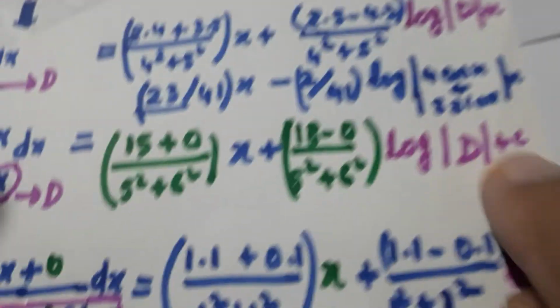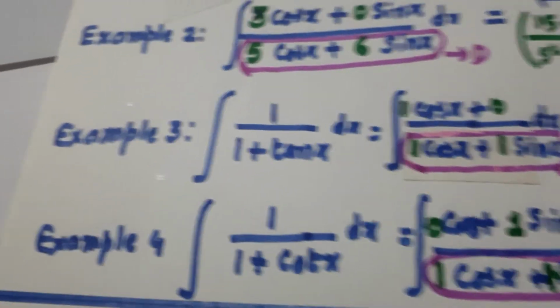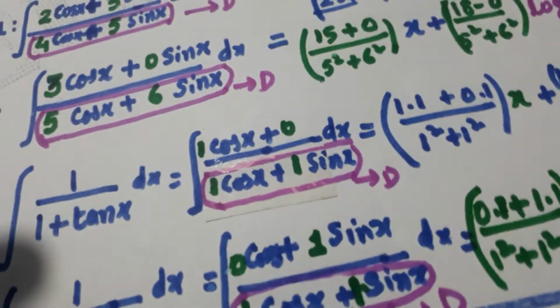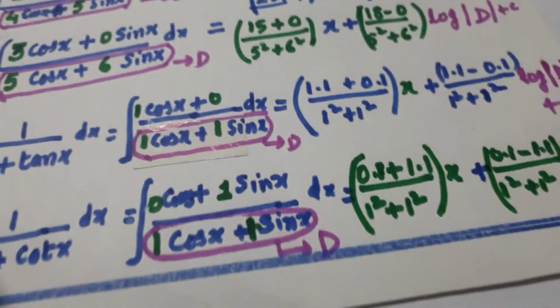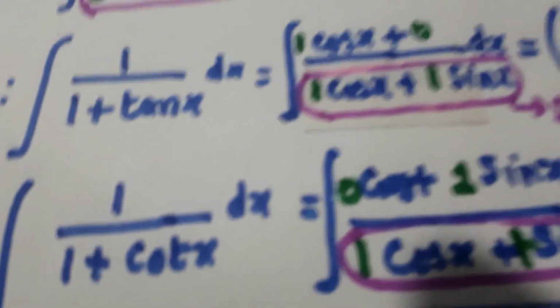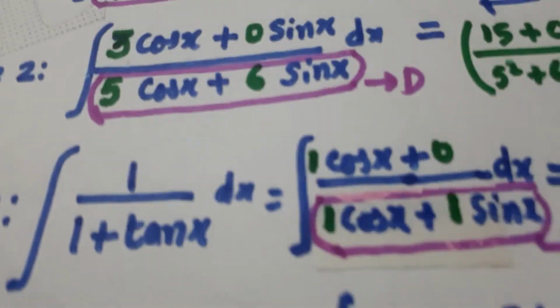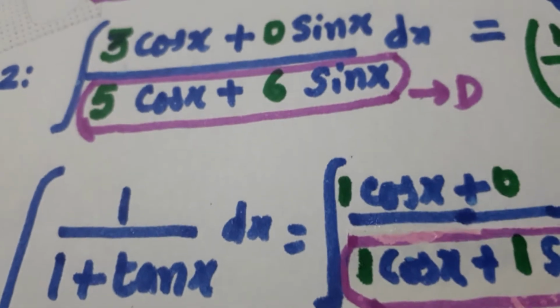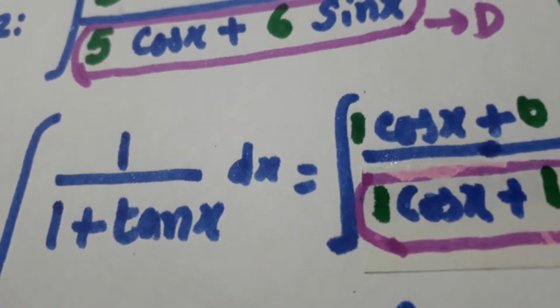You have to write the denominator here. Similarly, you will be writing the denominator here. Same way, let us go to example number 3. Now, this is apparently not same as we have discussed, because we need sin and cos in the numerator and sin and cos in the denominator. But here it is 1 over 1 plus tan x.